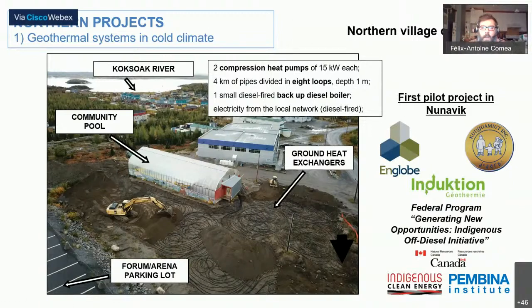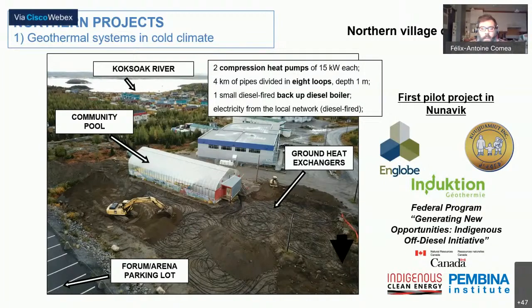Also, right now, we began last summer the first pilot project, because before it was just theoretical, but now it's more real. Last summer we installed a horizontal system in the soil, 1 meter deep, using coil tubes of a total of 4 kilometers long for heating a small pool during the summer season.